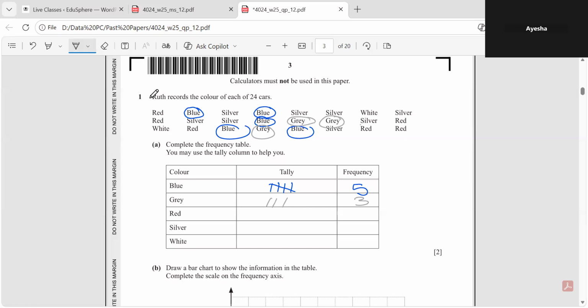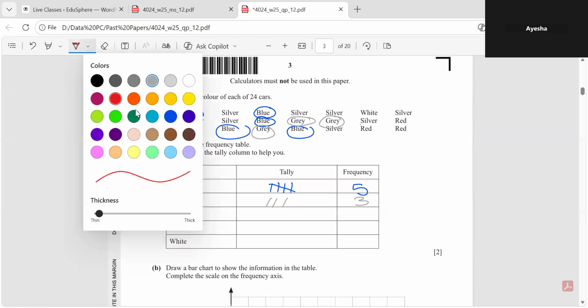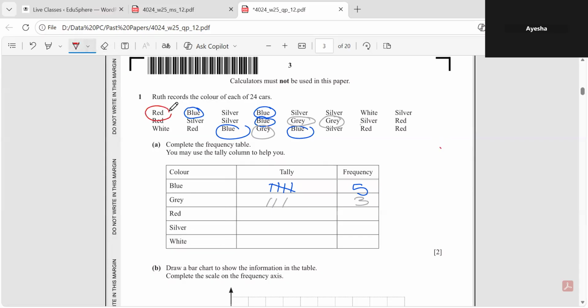Now we will talk about red. So I'm going to change the color also. And the red: 1, 2, and then 3, 4, 5, and 6. So there are 6 total red. So we can go for the tally chart also. And here we will write 1, 2, 3, 4, 5, and 1 is 6.